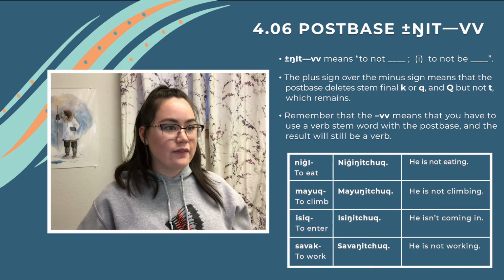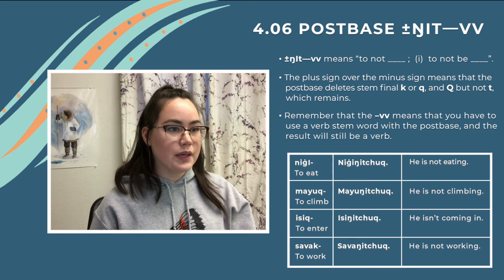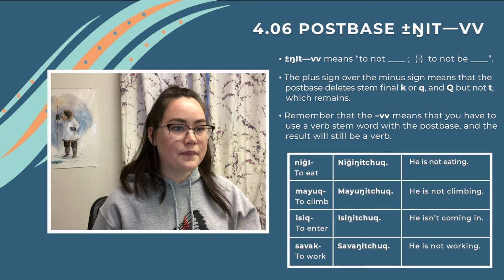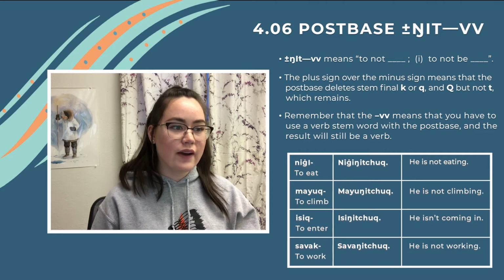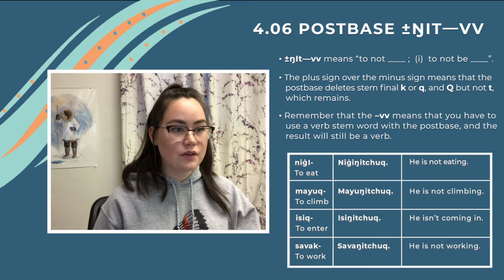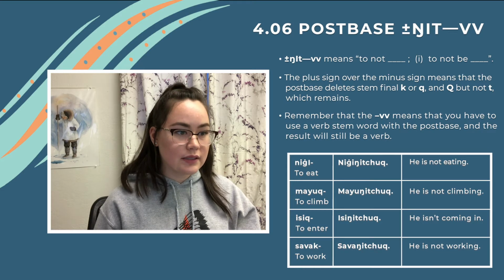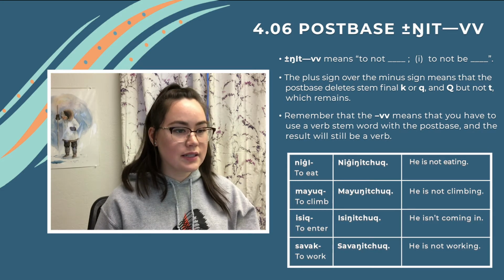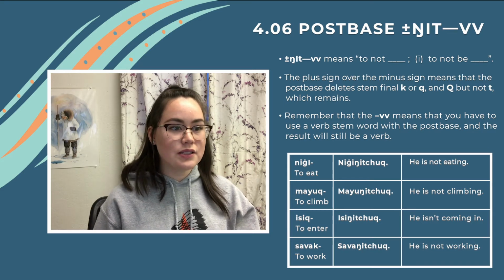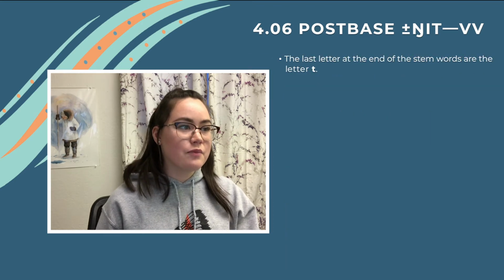Mayok, we delete the final consonant Q, and the result will be mayungi chok, he is not climbing. Isek, we delete the final consonant Q and it results in isengi chok, he isn't coming in. Savak, we delete the final consonant K and the result is savangi chok, he is not working. The last letter at the end of the stem words are the letter T.